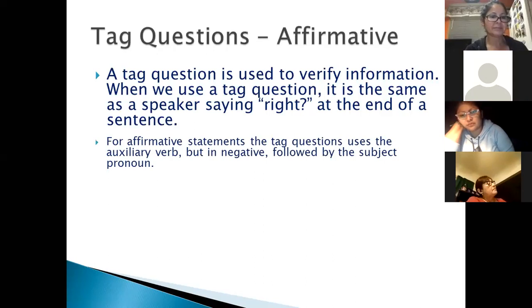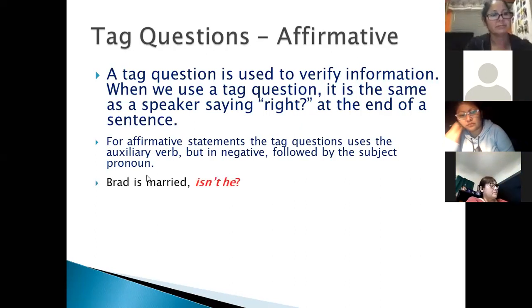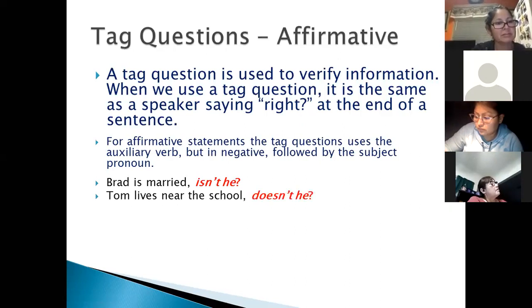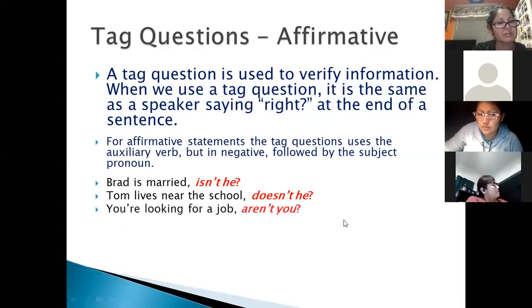For affirmative statements, the tag question uses the auxiliary verb, but in negative. Let's take a look. Brad is married, isn't he? That's like saying, "Brad's married, right?" Brad's married, isn't he? Tom lives near the school, doesn't he? Again, simple present, doesn't. You're looking for a job, aren't you? I'm verifying information.